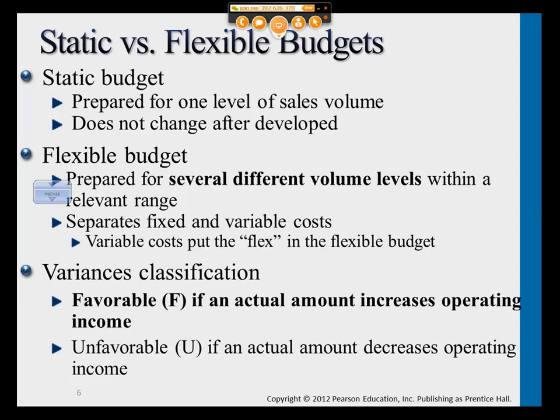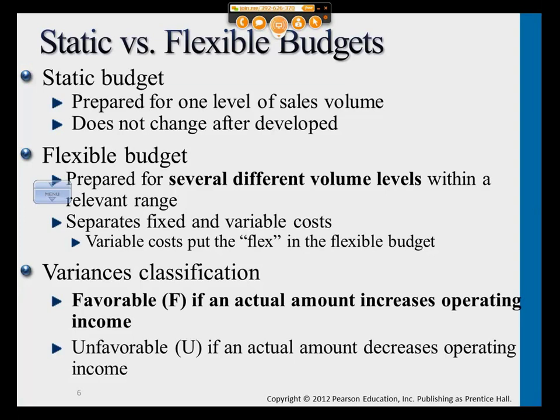Okay, flexible budget. Flexible budget is flexible to us, right? It differs, it depends on the volume, okay? So it's prepared for several different volume levels. The key aspect is the volume that it's prepared for. And we have, again, the notion of relevant range. So it's prepared within the volume of a relevant range, okay? And interesting that we are separating our fixed and variable costs for the flexible budget. And the variable costs are going to be like a flex in the flexible budget. We're going to be able to modify it.